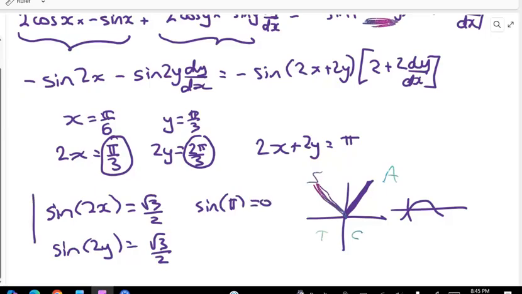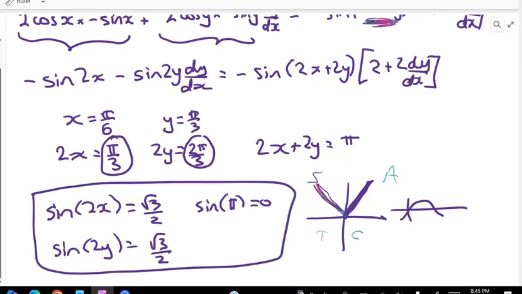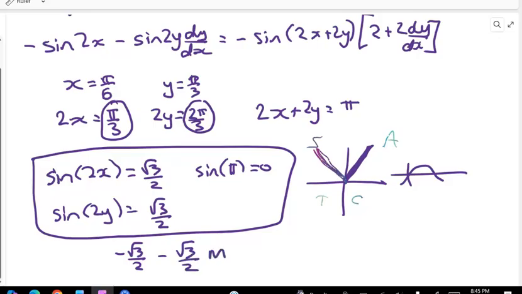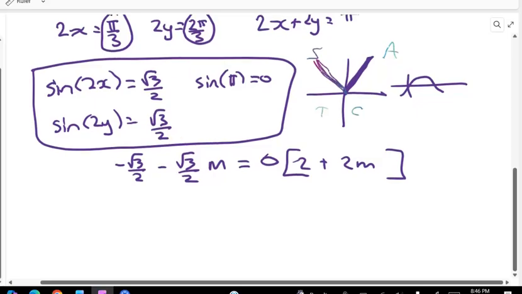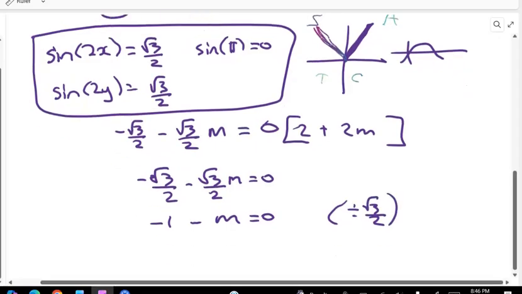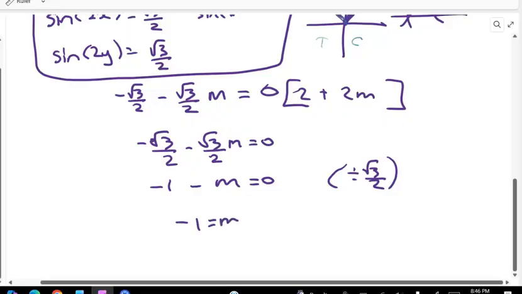So I'm going to just plonk all of those into my equation. And from there, we'll solve for m. So we get negative √3 on 2 minus √3 on 2, and I call it m, is equal to negative 0. So we get 0 times this, 2 plus 2m. So suddenly things look much, much better. I've got negative √3 on 2 minus √3 on 2 m is equal to 0. Negative 1 minus m is equal to 0. What am I doing here? I'm dividing by the constant root 3 on 2. So negative 1 is equal to m.